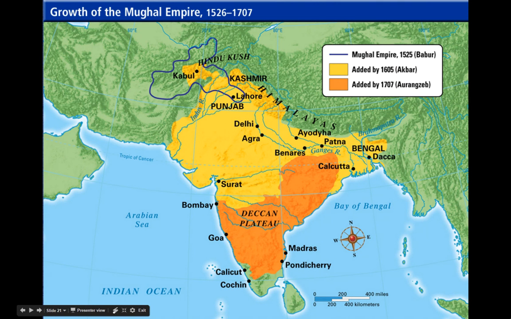All right. So, growth of the Mughal Empire. Let's take a look at this beautiful map that we have here. Notice where it starts, and they actually lose quite a bit of the original territory over time, but that's okay because Babur's grandson, Akbar, adds all of this. Woohoo! By 1605. And Aurangzeb adds the remaining.